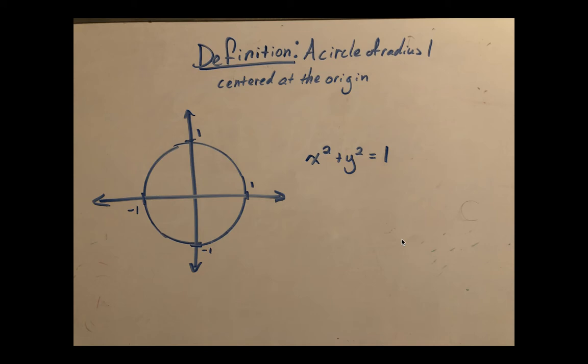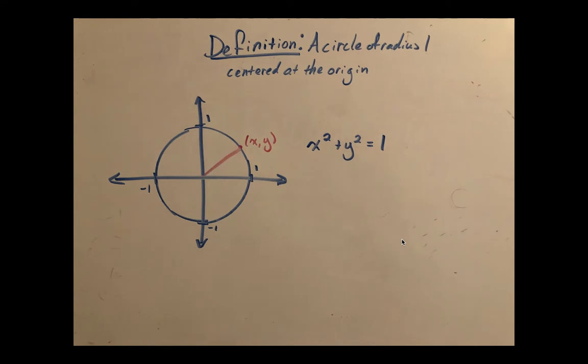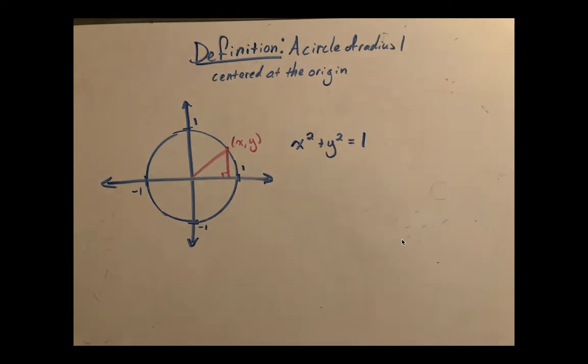At this point, you might be thinking, wait a minute, this is a circle and trigonometry is about right triangles. How are we going to get right triangles out of this circle? If we pick any point on the circle, x, y, we can draw a radius to that point and then draw a perpendicular line from that point to the x-axis. And now here we are with a lovely right triangle.